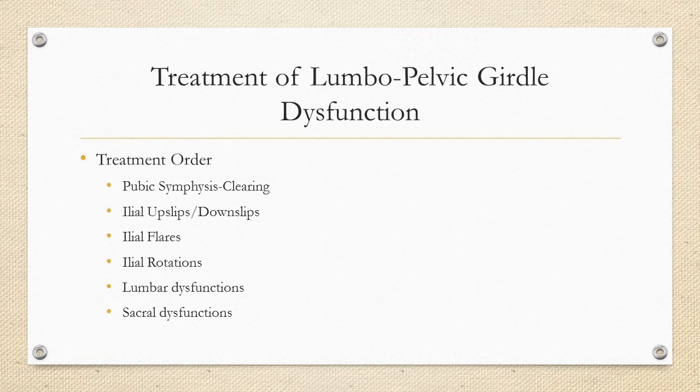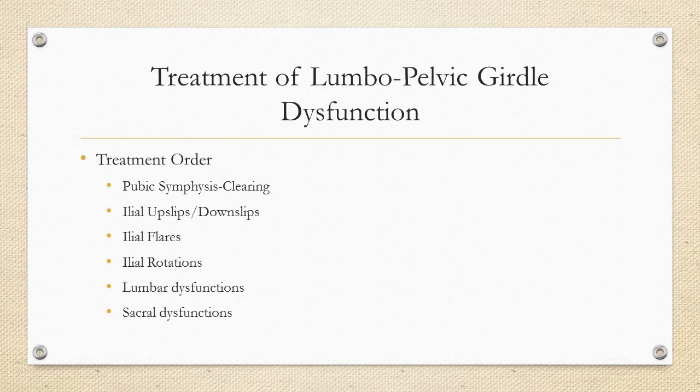Our next step in this lumbo-pelvic girdle dysfunction algorithm is looking at your lumbar spine. So you can individually look at your lumbar segments and look for segmental rotations, or look at PA glides to determine if there's any kind of hypomobility or hypermobility to the individual lumbar segments, or you can simply go in and do a lumbar clearing to clear the lumbar spine.